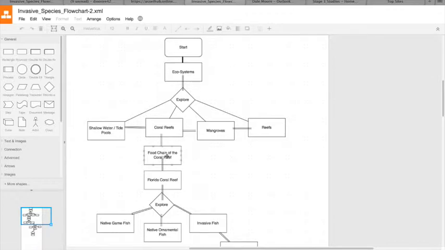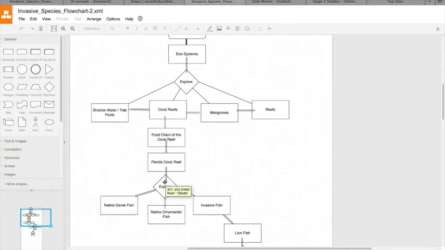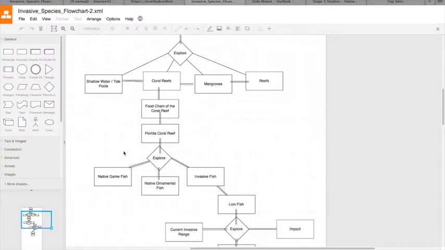And then we have the food chain of the coral reef taking us down into the full Florida coral reef specific. So this is a general idea of a food chain of a coral reef, taking it to the more specific areas of the Florida coral reefs here in South Florida. Again, an explore choice where they can look at the native game fish that they might find in this area, native ornamental fish. I picked this because those are important, especially in the aquaria trade, and invasive fish.